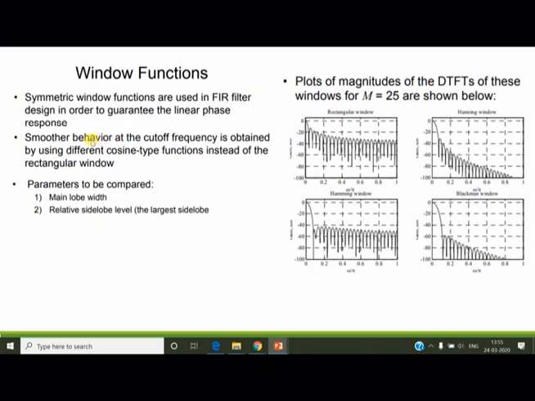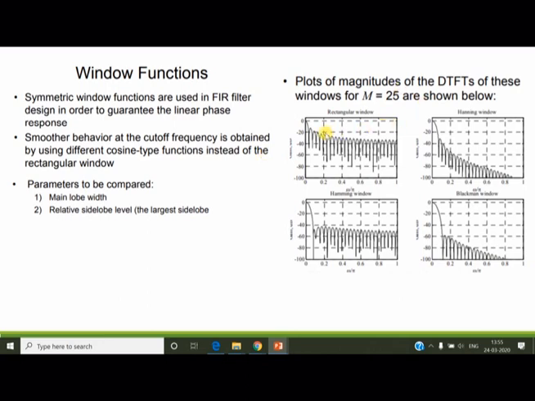If the window function is a smoother function, such as the different cosine-type functions instead of the rectangular window function, then the truncation will occur more gently instead of an abrupt truncation. We will look at this point during the Gibbs phenomenon also.